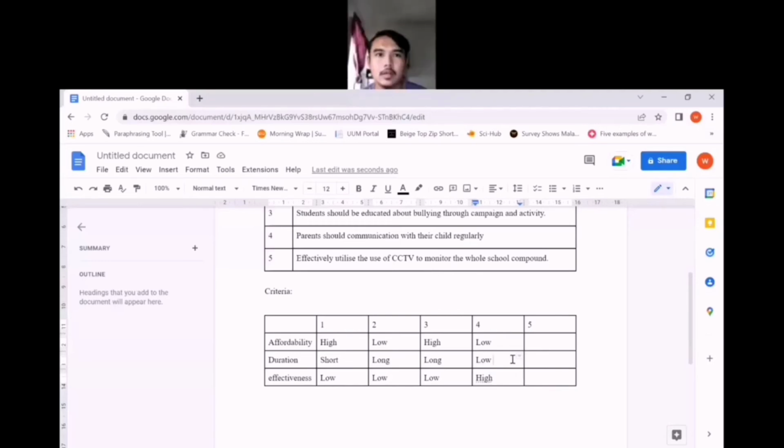For the fourth suggestion, I think it will be a long duration, because not all parents have time to manage their children. Some parents are busy with their work, and their children also don't have time because they are busy with their homework. I think it will take a long duration for the parent to communicate with the children regularly to establish good communication. That's all for me.